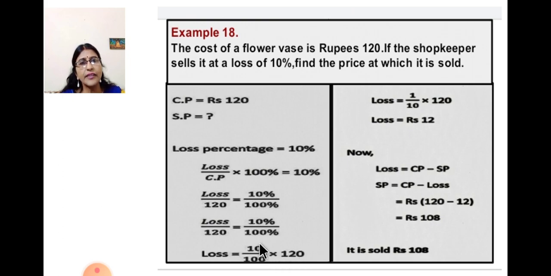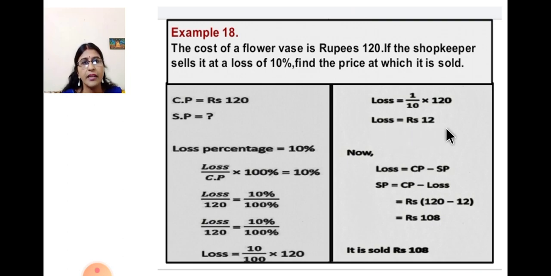And then what we'll do, we'll reduce, this 0 will be cut, and then you will get 1 upon 10 into 120. And then again this 0 and this 0 will cut. So 12 ones are 12. So answer is loss is rupees 12.